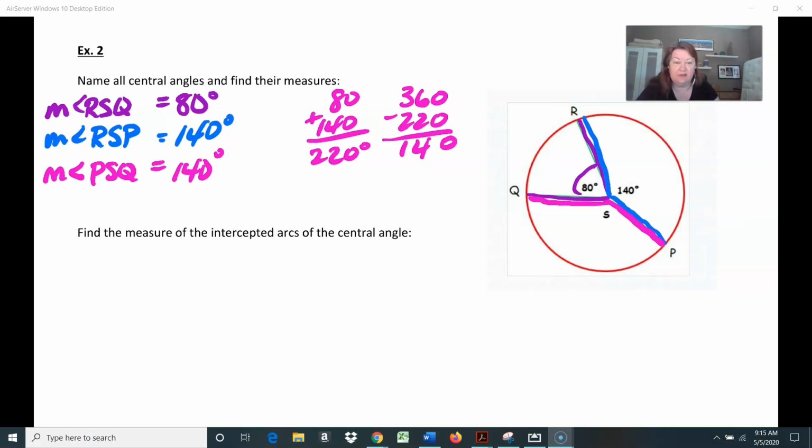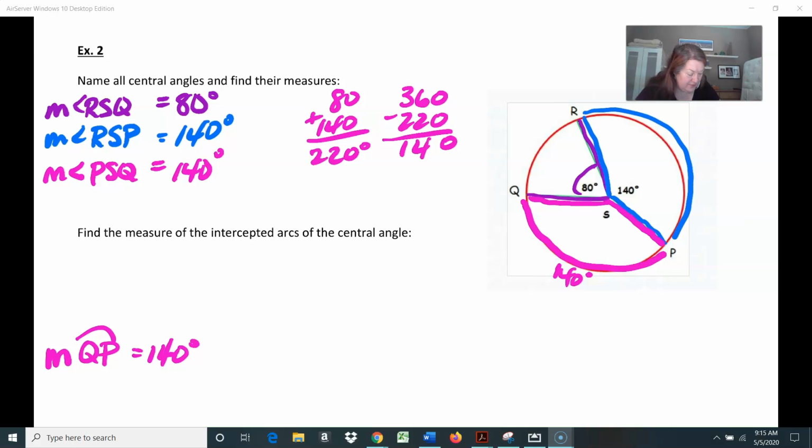Now, not only do we have those angles, we also have their intercepted arcs. So this arc over here would also be considered a 140 degree arc. So I could say the measure of arc QP is going to be equal to 140. And working our way backwards, this arc right here, because its angle is 140, is also going to be a 140 arc. So the measure of RP as an arc is also going to be 140.